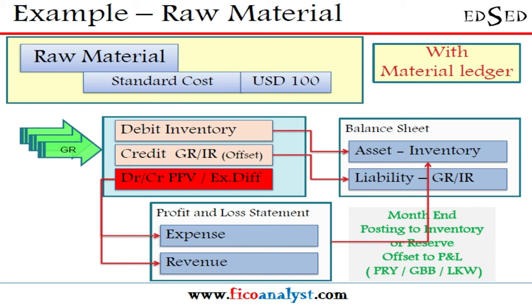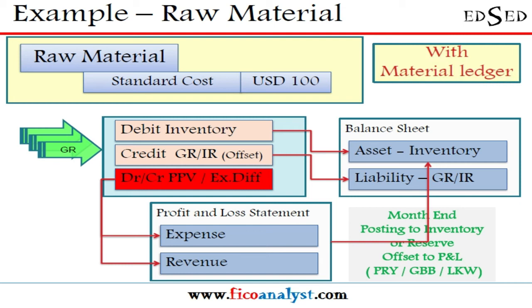At the month end, what happens? The same thing, debit and credit, the PPV, is happening here. But at the month end, the value which is either loss or gain, expense or revenue, whatever is maintained here, as part of your material ledger closing, you will post this value back to the inventory. So the month-end posting goes to the inventory or reserve with offset to the P&L account. The values which are left out in your P&L account are moved to the inventory account. That is what happens with the material ledger.